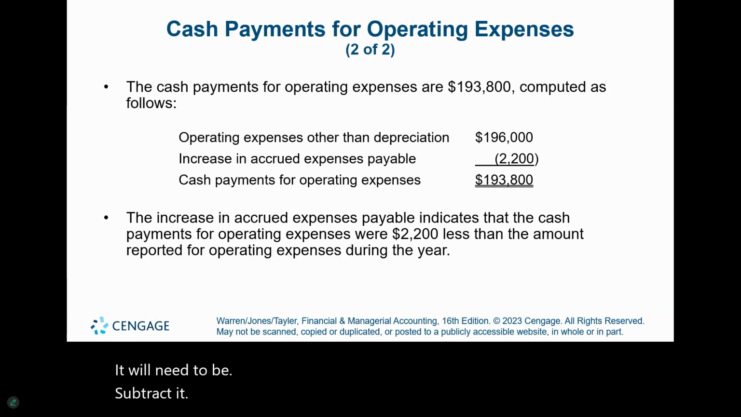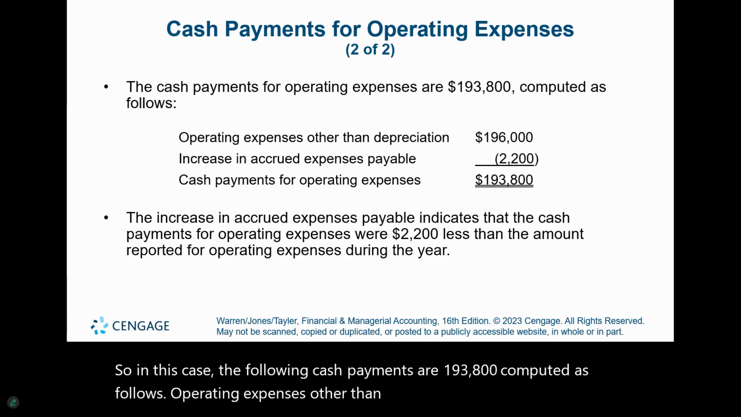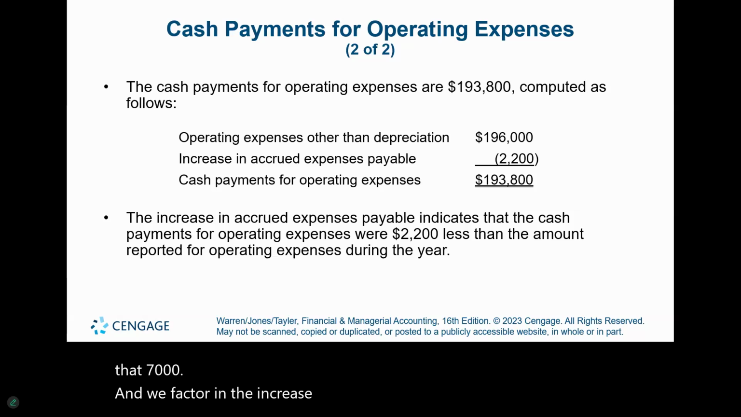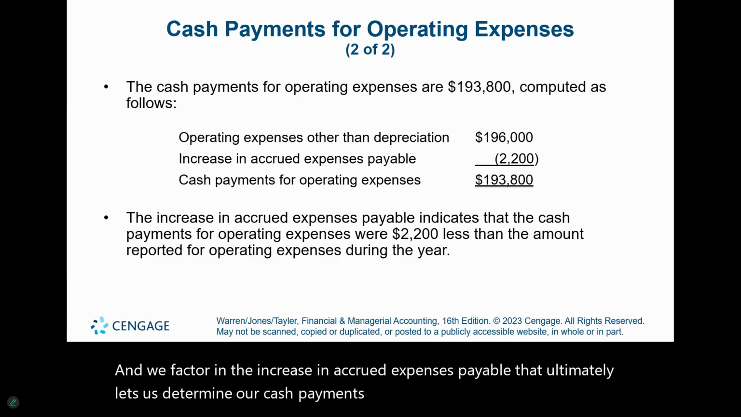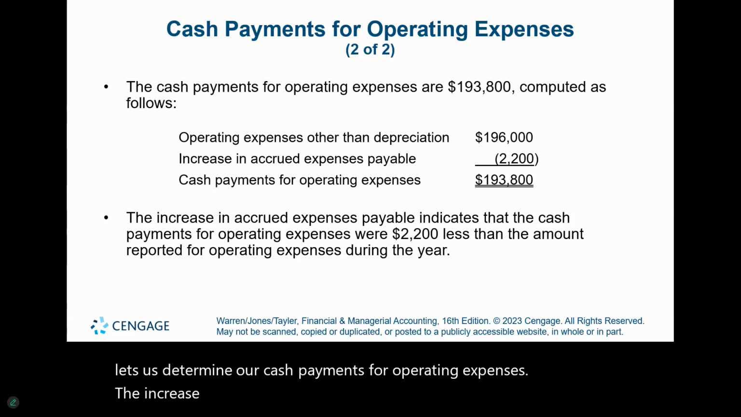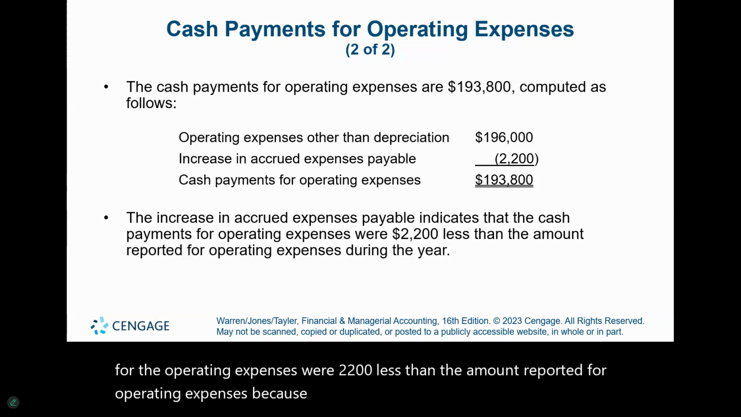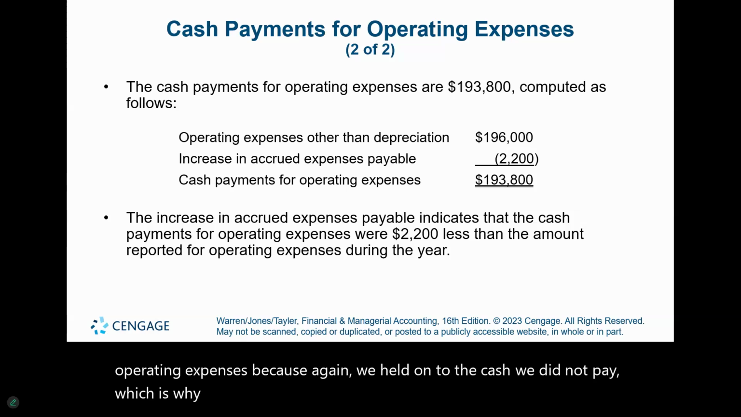So in this case, the cash payments are $193,800, computed as follows. Operating expenses other than depreciation, we don't factor in that $7,000. And we factor in the increase in accrued expenses payable. That ultimately lets us determine our cash payments for operating expenses. The increase in accrued expenses payable indicates that cash payments for the operating expenses were $2,200 less than the amount reported for operating expenses, because we held on to the cash; we did not pay, which is why we have accrued expenses.